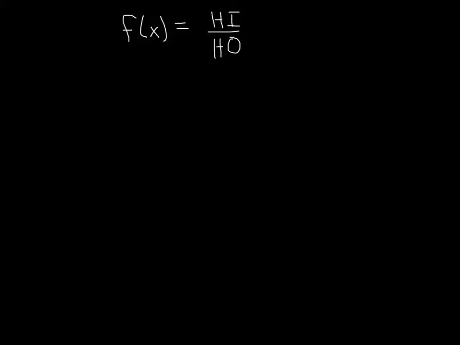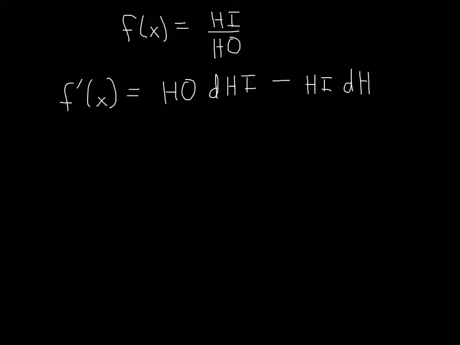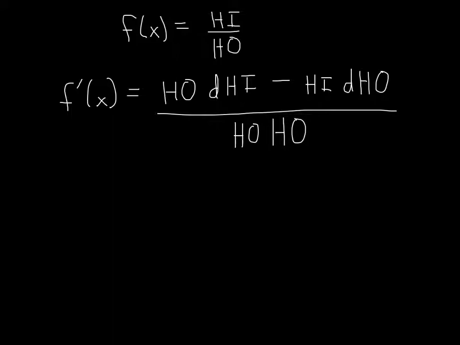Quite literally, I always say this in my head. I remember my function f of x equals hi over ho. And to take my derivative, my f prime of x is going to be equal to ho d hi, minus hi d ho, all divided by ho ho. And this is the quotient rule.